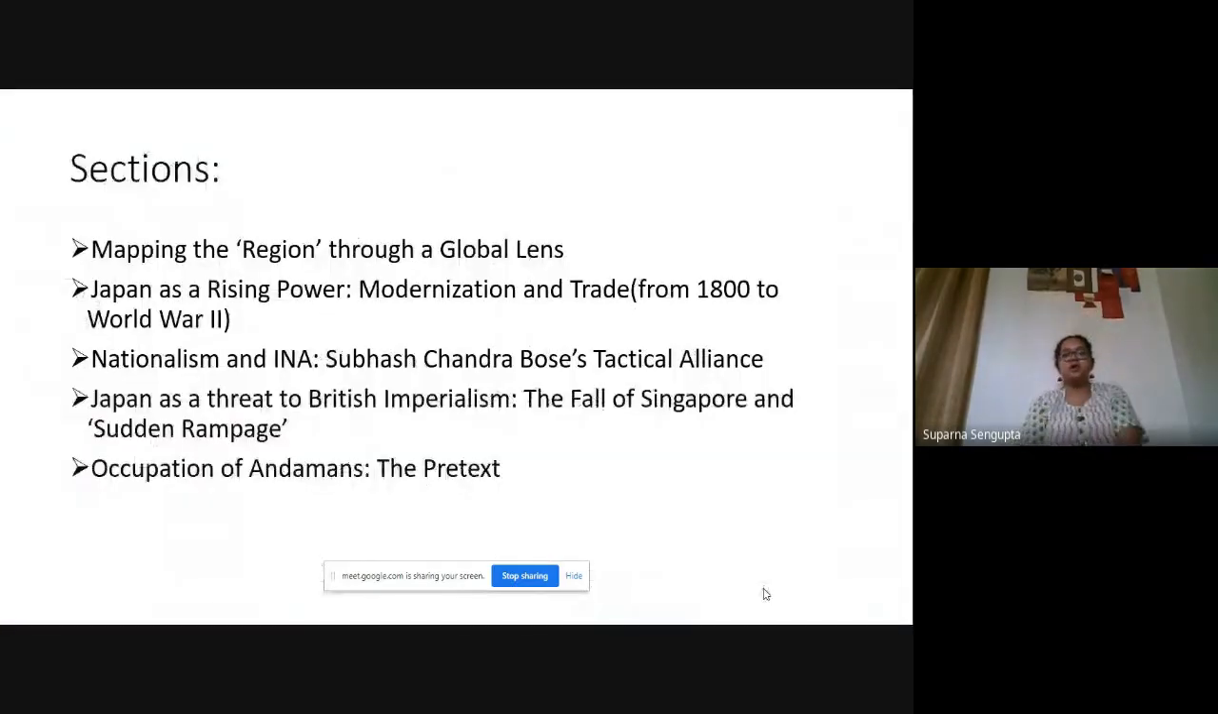Before I go into the sections which I have listed in this slide, I would like to show that I had developed a framework through the global historical method of mapping the region which is known as Southeast Asia. My study concentrates on the aspect of maritime jurisdiction and the interregional arena of the Indian Ocean.